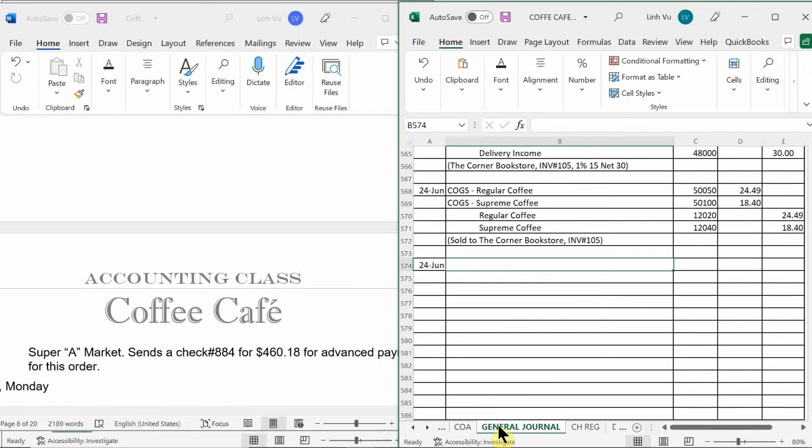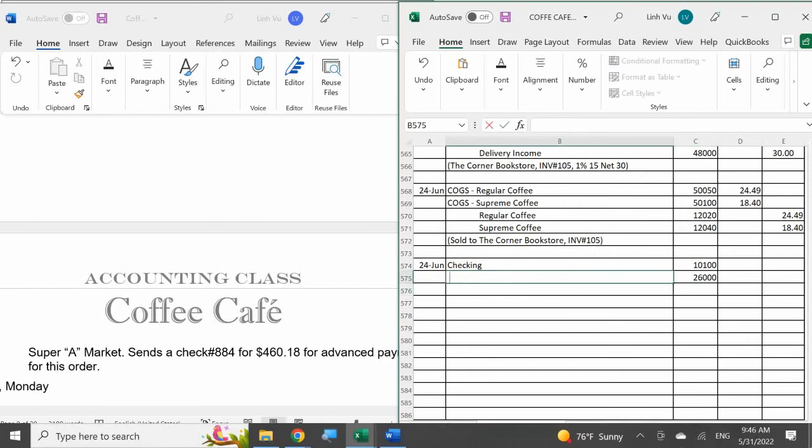Now, what do I do with this check I received? Where's it going to go? Checking. Good. Straightforward checking account. Okay, and this is the unearned revenue. Okay, and they gave us $460.18.